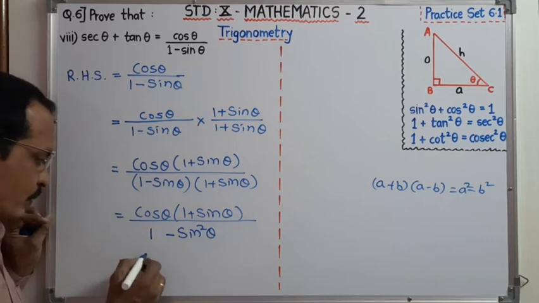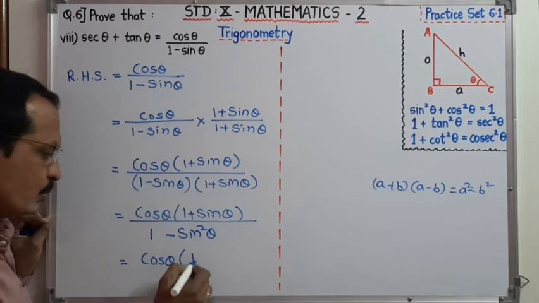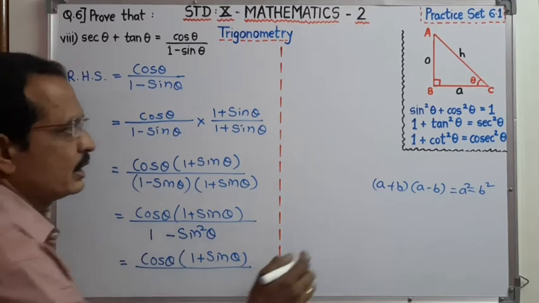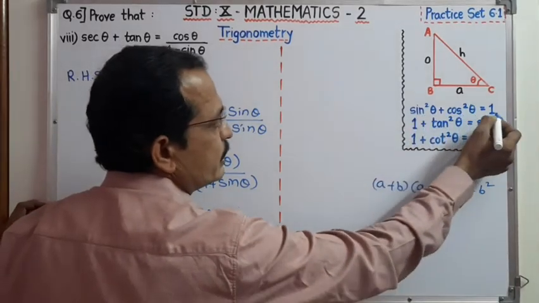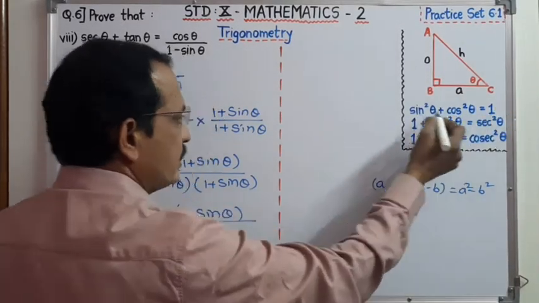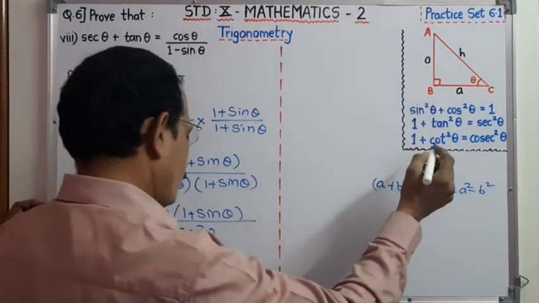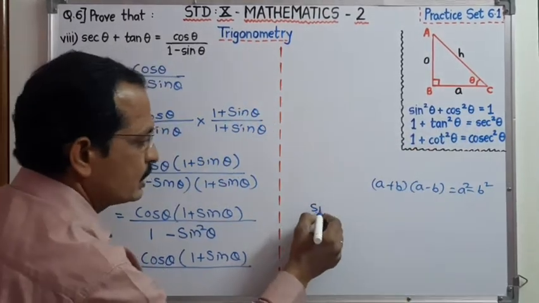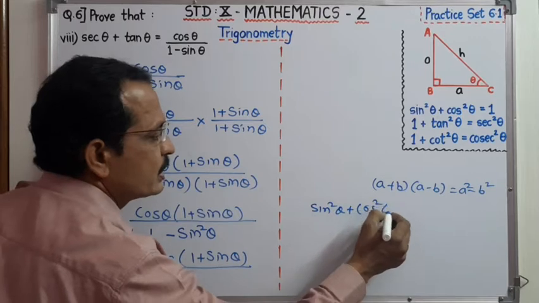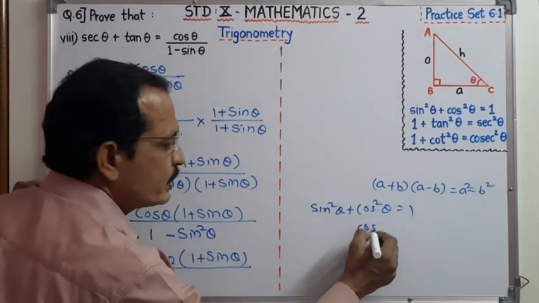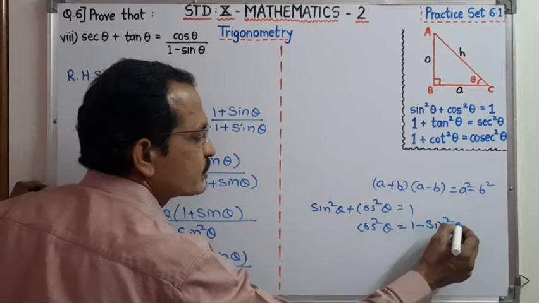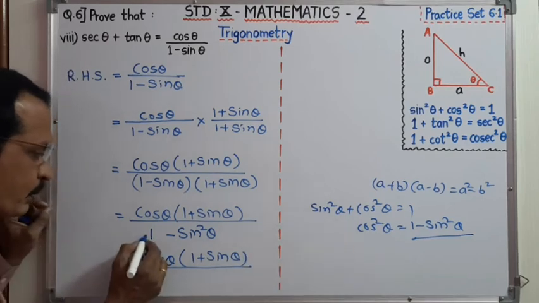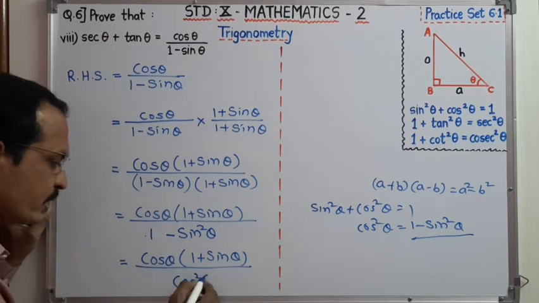Now dear student, all of you know that cos theta into 1 plus sin theta stays as it is. Now see 1 minus sin square theta. We know that sin square theta plus cos square theta is equal to 1. Then if we take sin square theta to the other side, it becomes minus. Therefore cos square theta is equal to 1 minus sin square theta. That means instead of this we can write cos square theta. Therefore 1 minus sin square theta means cos square theta.